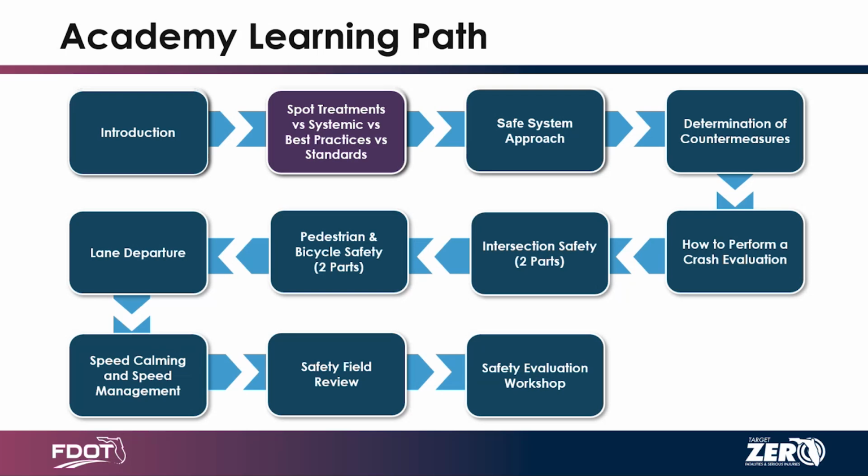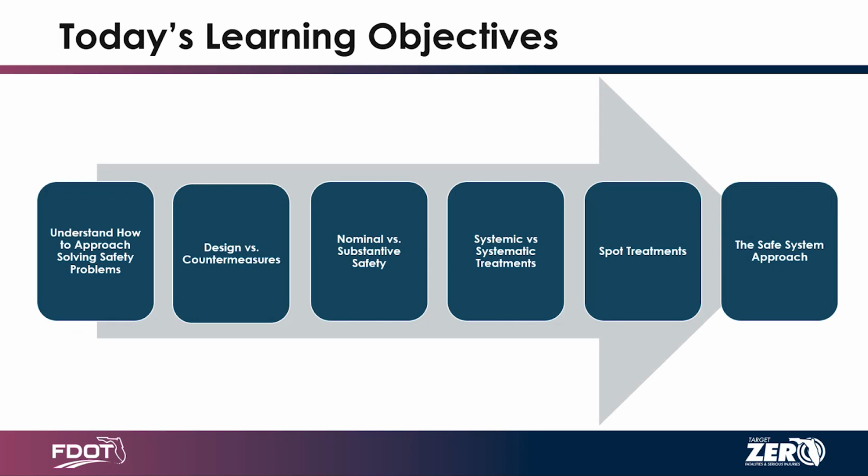Looking at a roadmap, we are looking at the techniques for approaching safety problems. This is a little bit project level and a little bit network level; there's both mixed in here. Specifically today, we're looking at designing versus putting countermeasures in, nominal versus substantive safety, systemic versus systematic treatments, spot treatments, and the safe system approach. It's not clearly delineated in this, but these are the ideas that we're going to be focusing on.